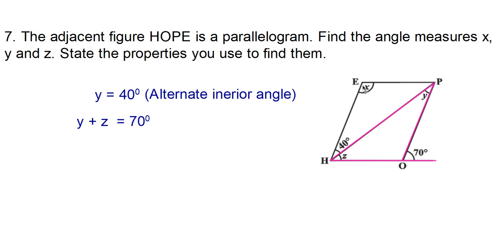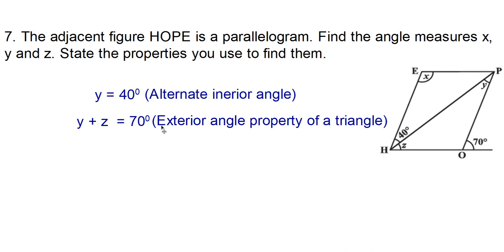Now after getting z, how will you find out x? You know angle E plus angle H is equal to 180 degrees. They are adjacent angles. So for each step you have to write the properties which you use to arrive at the step. Here x plus 40 plus z is equal to 180 degrees. You can write the reason as adjacent angles are supplementary. You will get the value of z from the previous step. So find out z, then find out the value of x.